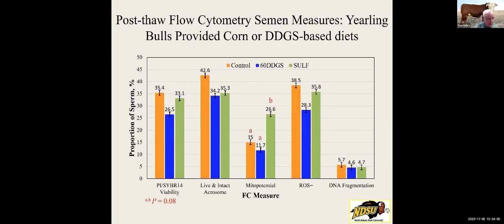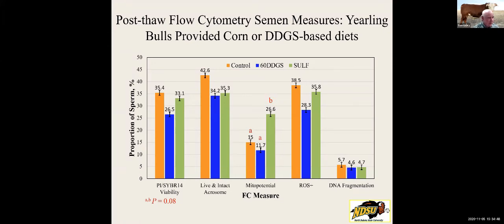Again, percentage of sperm on the left axis. Orange bars represent control bulls. Blue are the 60% DDGS bulls, and then the light green bars represent the bulls that had the control diet but added calcium sulfate in their diet. If we look at viability, no differences. Live and intact acrosomes, no differences. When we look at the energy potential of those bulls, the bulls fed the corn-based diet with increased sulfur, we see increased energy potential. As far as the reactive oxygen species, no different.